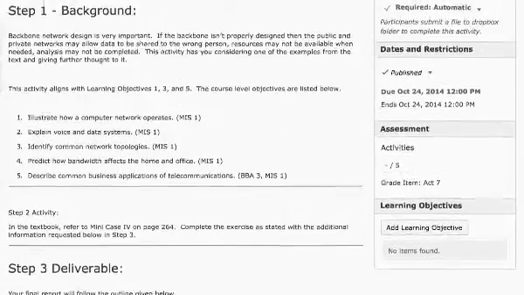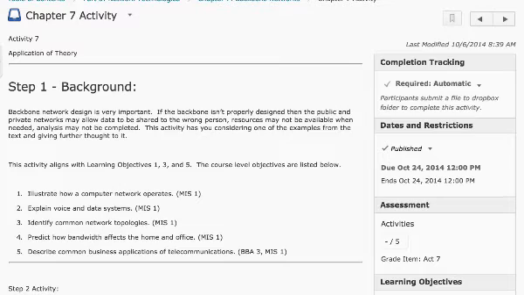Of course, as always, you've got the videos and the lecture material to watch and read through to prepare for your final exam that'll be coming up at the end of the semester. If you have any questions, let me know. Otherwise, I'll look forward to receiving your activities from Chapter 7.